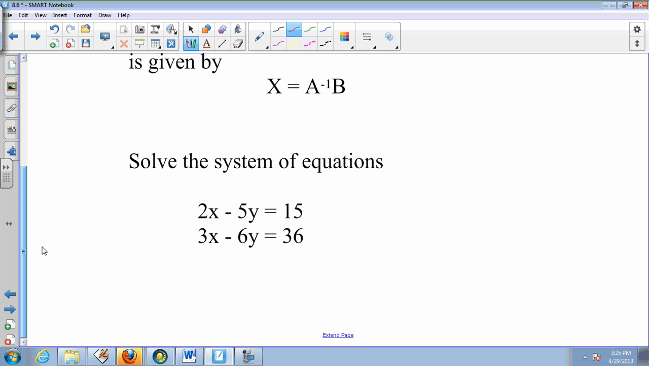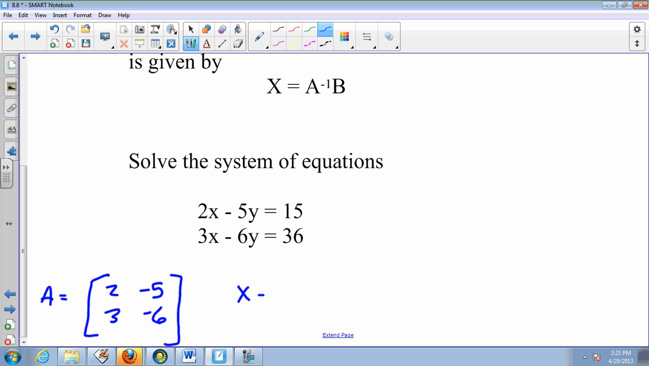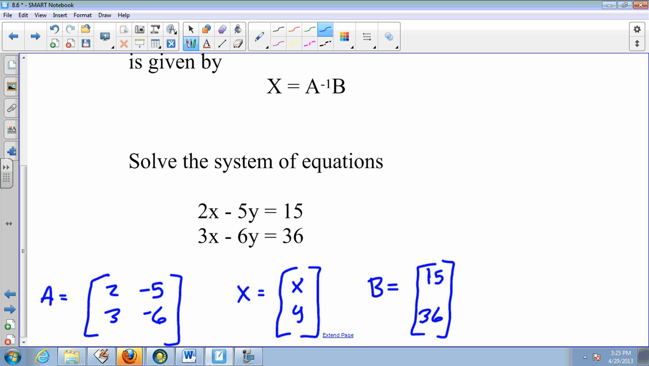So we have our system. Let's make our matrix A, which is our coefficient matrix, 2, -5, 3, -6. Our X matrix, we are just using X and Y. And our B matrix, which is our answer matrix, 15, 36.